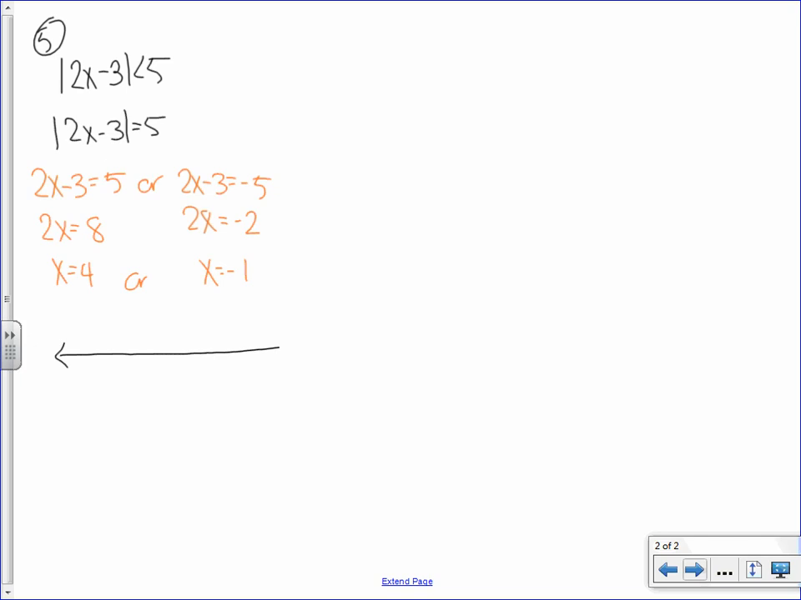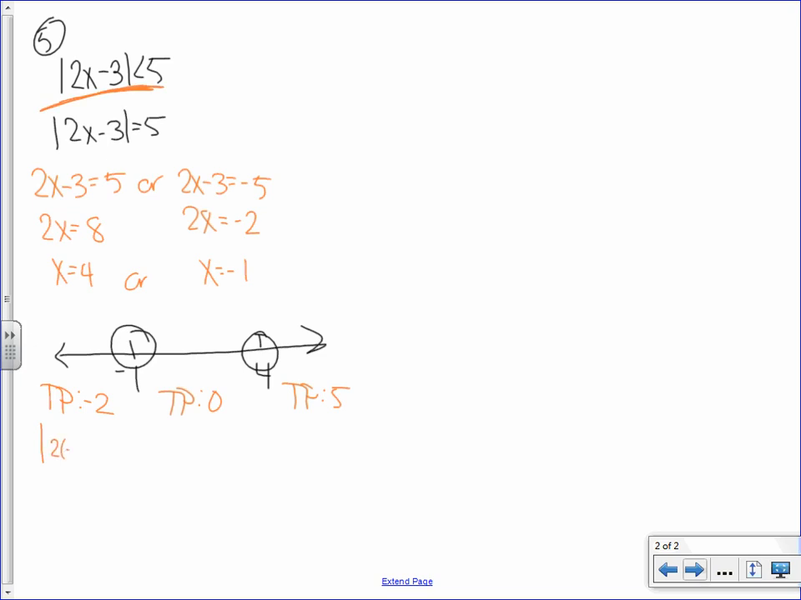That's what I'm going to put on my number line. Here's negative 1, here's 4. There is no equal bar, so it is going to have open circles. Okay, and now let's do some test points. Down here, I'll test negative 2. Here, I'll test 0. And here, I'll test 5. Okay, and I test in the original.